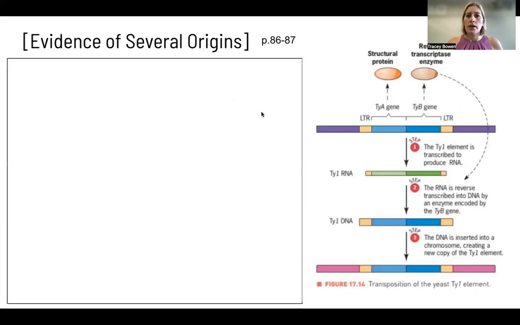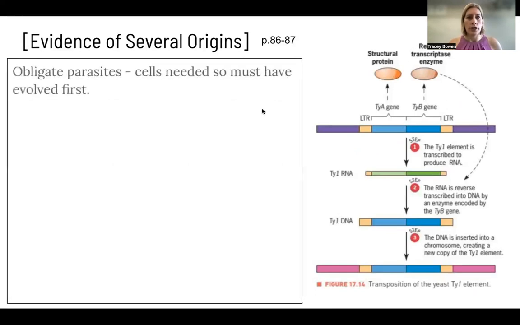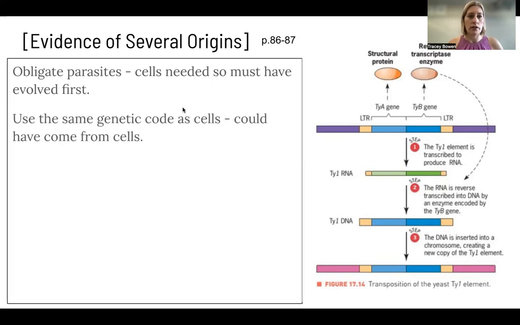So the evidence of several origin locations for viruses: one theory is that they were obligate parasites, meaning they need cells. So cells must have evolved first, and then viruses came along after, because otherwise they wouldn't have had a host to make their protein, their genetic material. They use the same genetic code as cells, so they could have originally come from cells and then changed.